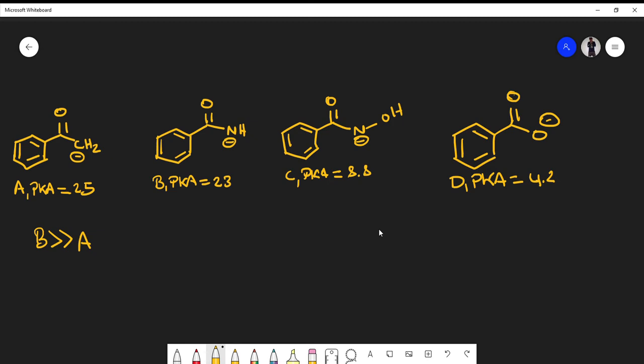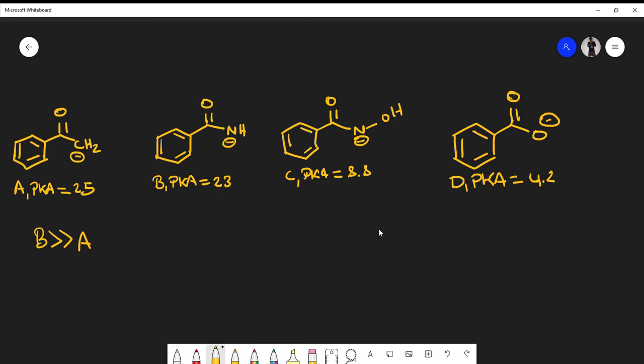Nitrogen has no problem handling the negative charge since it's more electronegative. Carbon, on the other hand, is less electronegative, and so it may have a little bit of a problem handling the negative charge as opposed to a more electronegative atom such as nitrogen, right? So this is why structure B is a stronger acid than structure A.